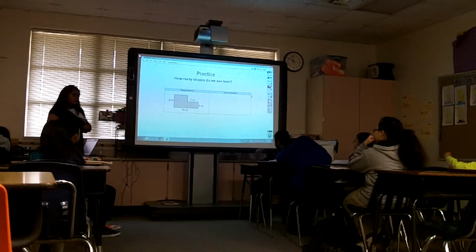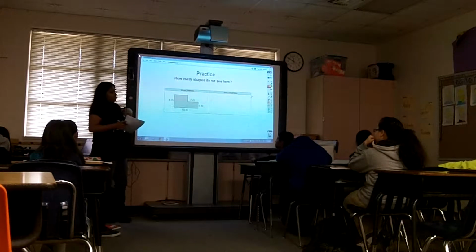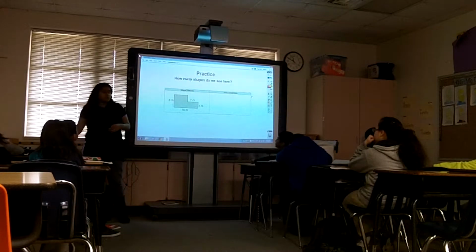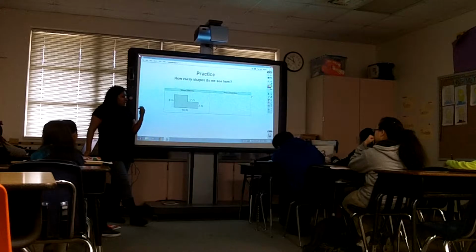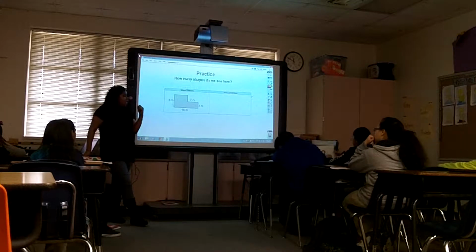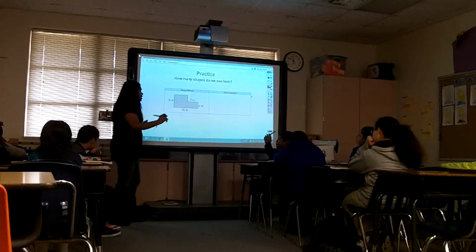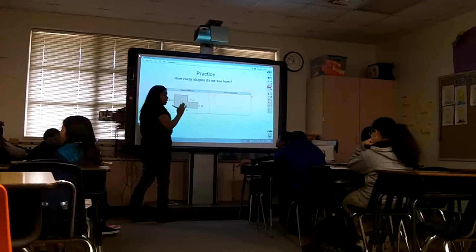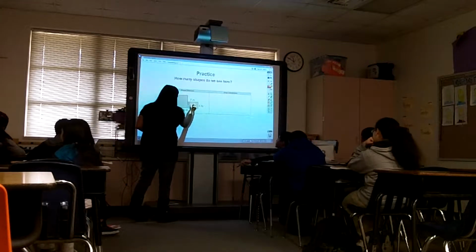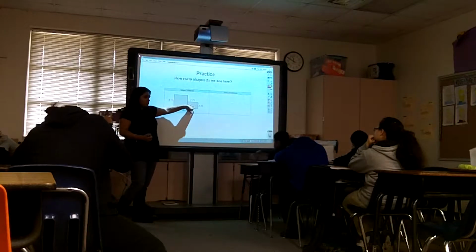Alright, so let's go ahead and do a few of these together. So the first one, how many shapes do you see here? We see 2 different shapes. So what I want you to do is take your pencil or whatever you're writing with, and we're going to separate the 2 shapes. We're going to just draw a dotted line to separate the 2. So here's my dotted line. First shape, and this is my second shape.